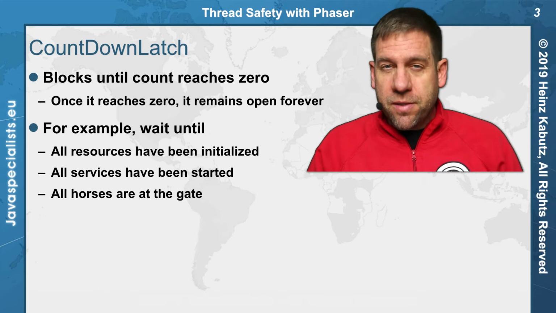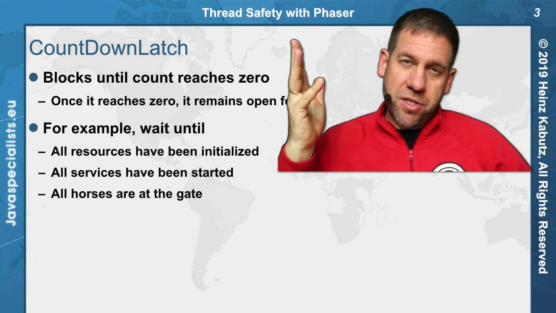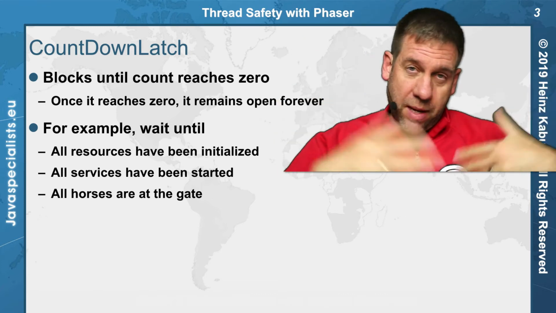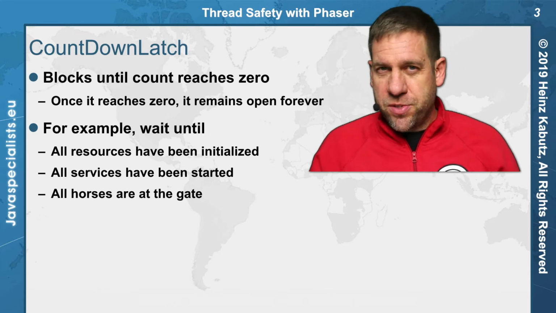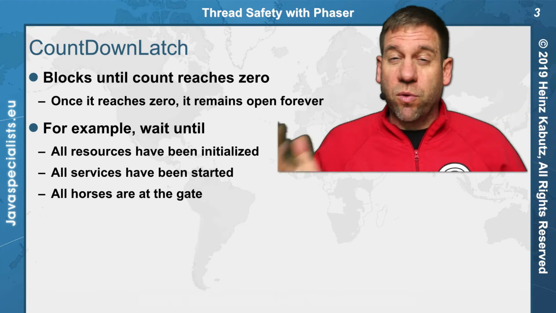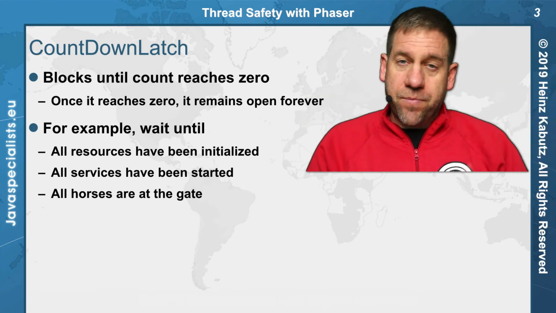When you construct it, you have to specify what the count is. You can never count up again once you reach 0. In fact, you can't count up ever. So you would use this if, for example, you've got a bunch of resources you want to start, and once they've all started, then you want to activate and open up the gate. That's what you would use it for.